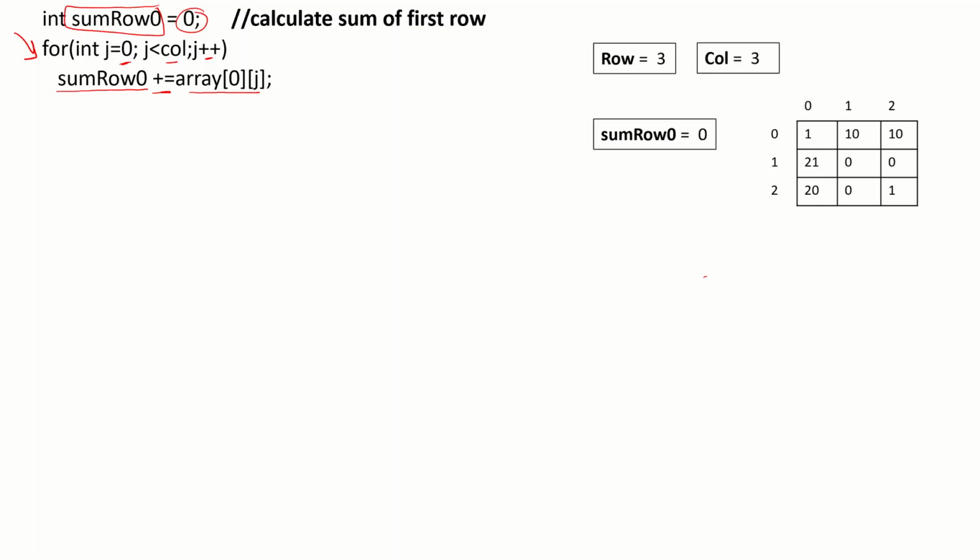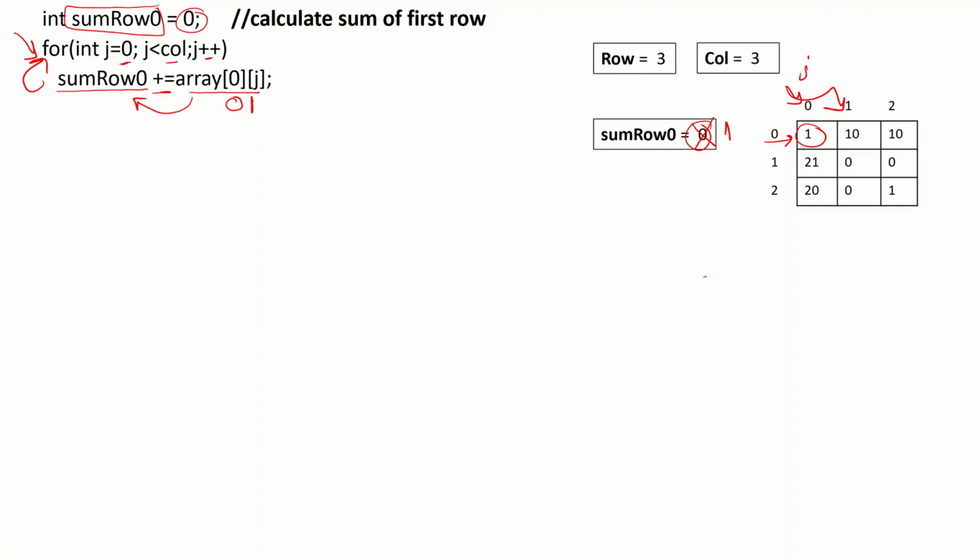Starting with summation at row 0 equals 0, then j will start from location 0. The execution of the statement is: get me the value of row 0 and column 0. The value we have is 1. We have to add it to the current summation, so this will be 1. And then we will move with the loop. j will be moving, so j will be at the second column.